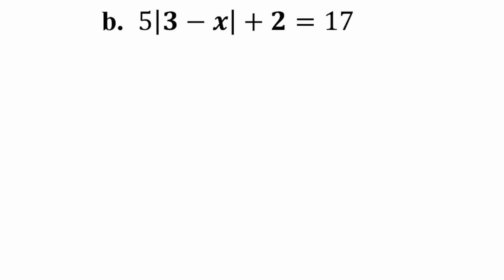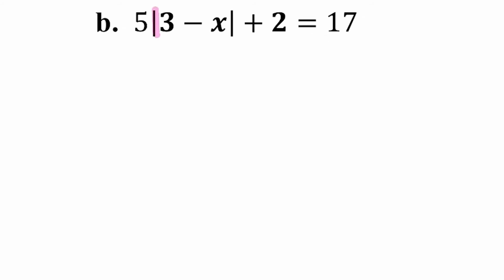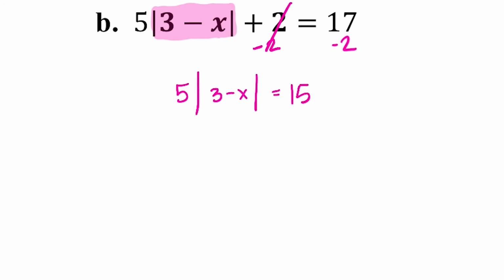With the next example, there's a little bit more we have to do. You'll notice the absolute value has some other things around it. So what you have to do is before you separate it into two equations, you need to make sure that the absolute value is isolated. It's all by itself. So we need to get rid of the stuff around it. So I'm going to start by subtracting the 2 to the other side. And we have 5 times the absolute value of 3 minus x equals 15. 5 is out in front, multiplying by the absolute value, so we'll do the opposite, divide by it to get rid of it. So then we have the absolute value of 3 minus x equals 3.